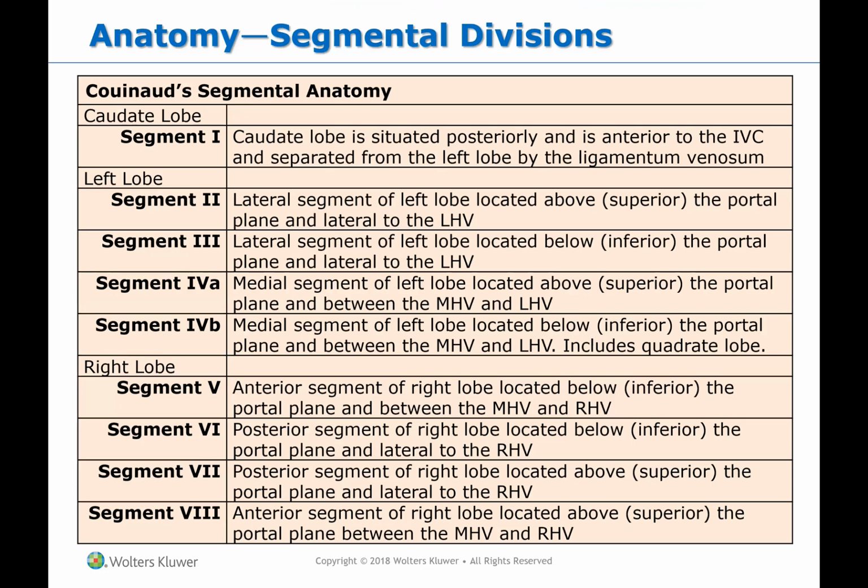Now, I don't want you to spend too much time on this. I want you to know that there are 8 segments, that they're separated by the hepatic veins, and that segment 1 is the caudate lobe, the left lobe makes up segments 2 through 4, and the right lobe makes up segments 5 through 8. But I don't want you to have to know exactly which segment is where at this time, because that would take a lot of time. And we have so much to do that I don't want you to get focused on this and miss some of the stuff that's just equally as important.